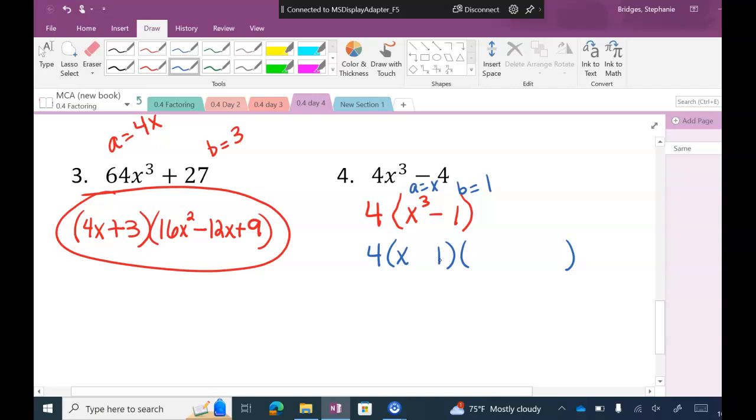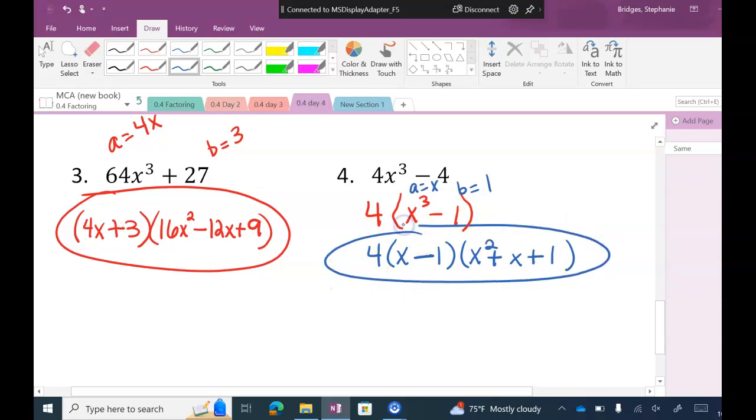Then it is A squared. X times x is x squared. Then it is A times B. X times 1 is 1x. If you want to put the 1 in front of that, you're welcome to. And then B squared. 1 squared is just 1. And then I have same, opposite, always positive. And that does not factor any further.